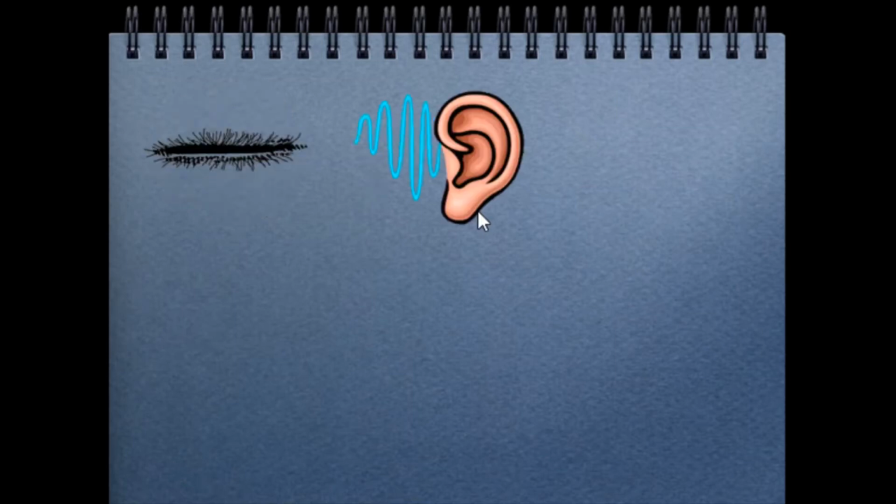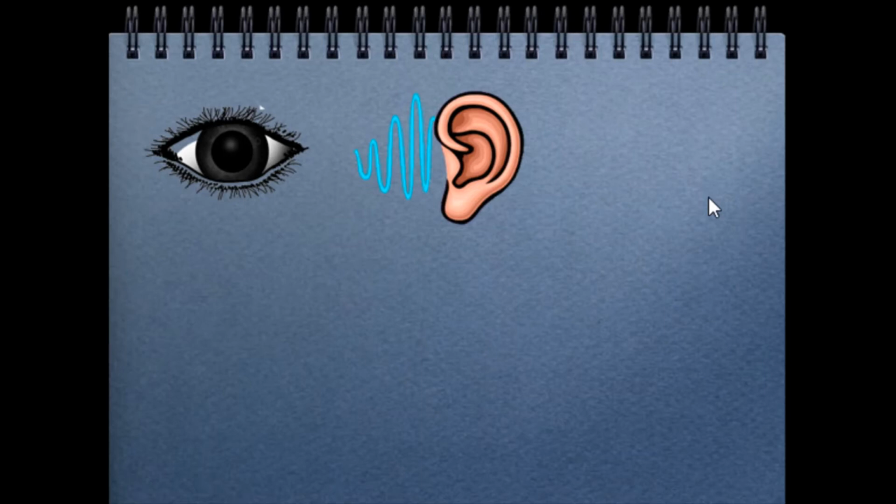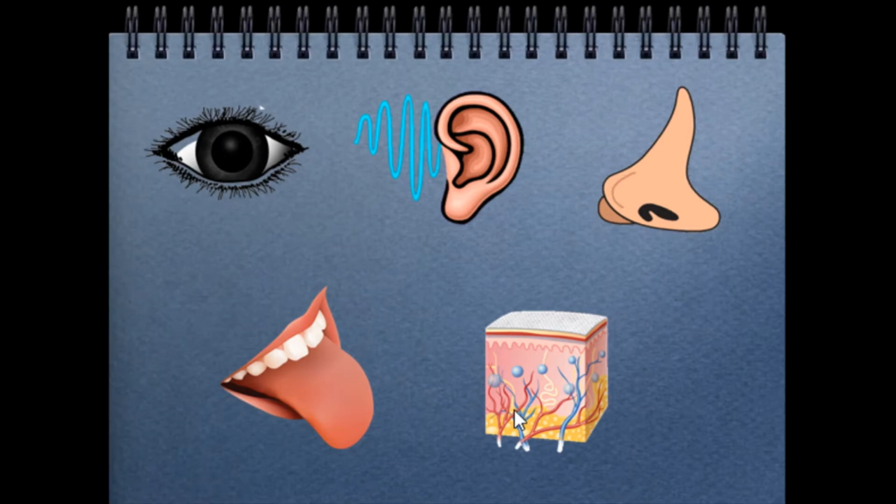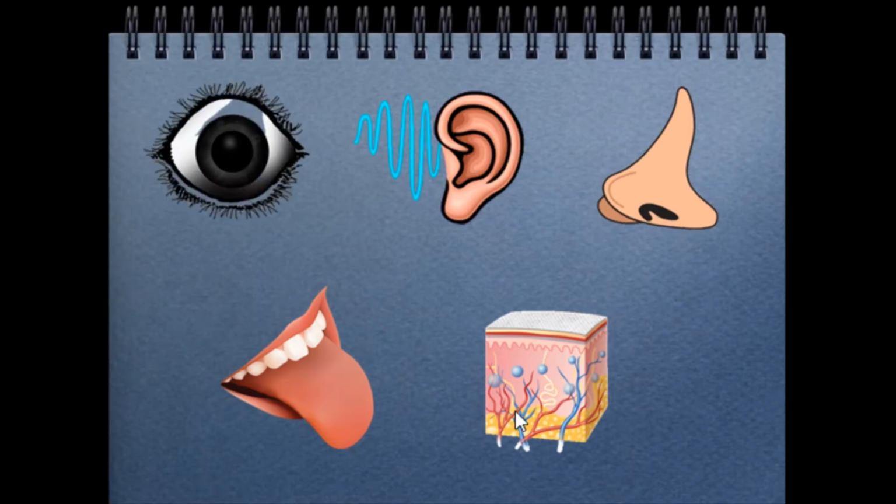So in general, we have finished eyes. What's this? Ears, nose, tongue, and skin. Very good. These are the major sense organs that we use in each of our days in our lives.